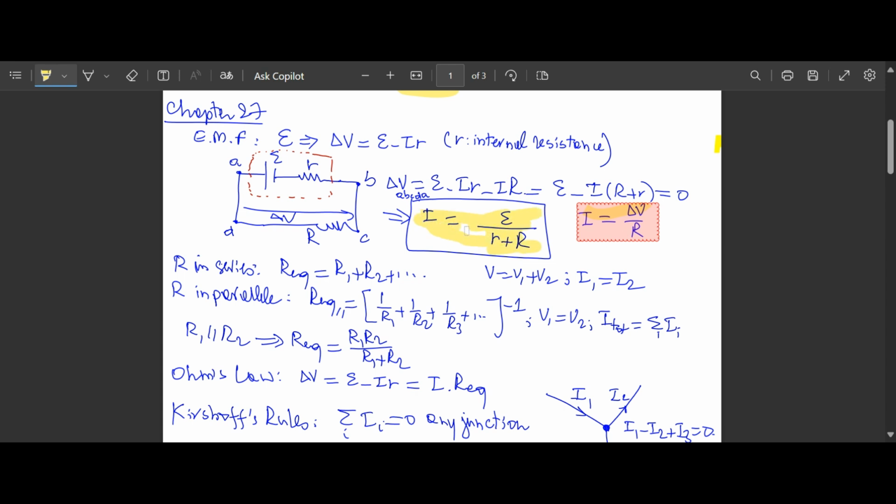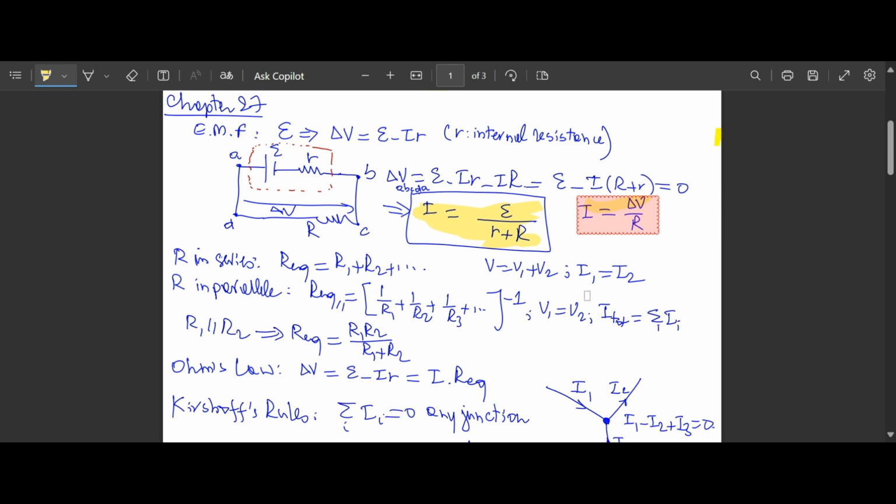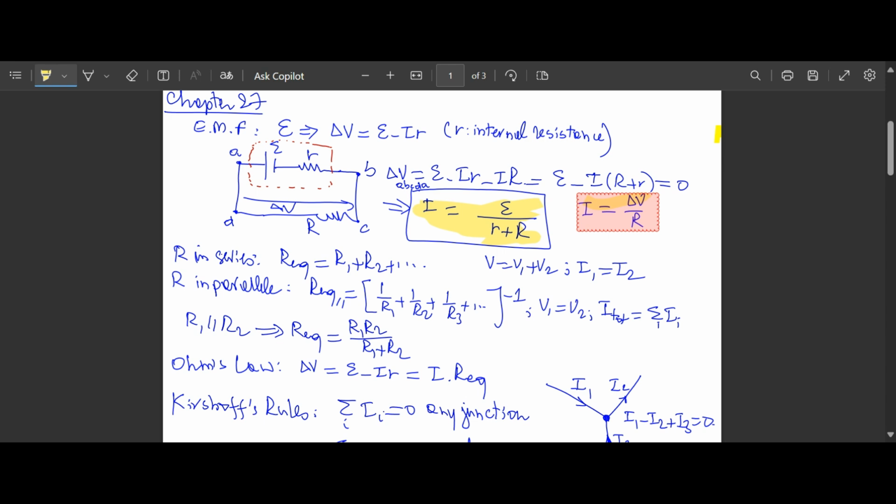So this is the first thing I need to know from chapter 27: any battery could have a resistor. If it has a resistor, the voltage across the battery will not be the EMF E, but it will be what we call the terminal voltage, delta V, which is equal to E minus Ir, which is also equal to IR equivalent. Okay? This is the first thing I should know in chapter 27.